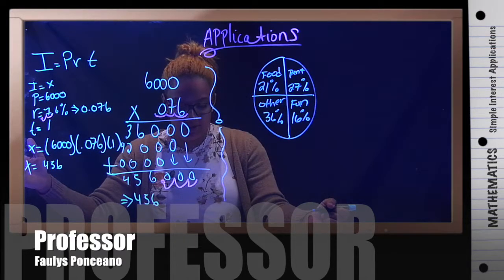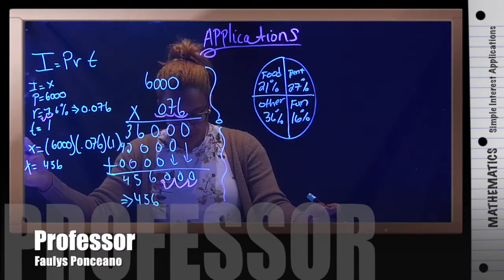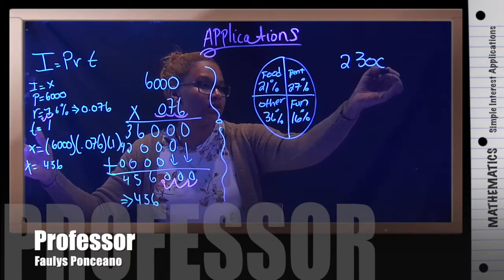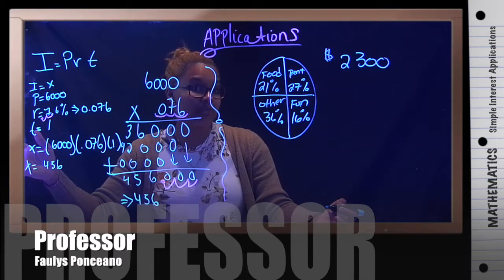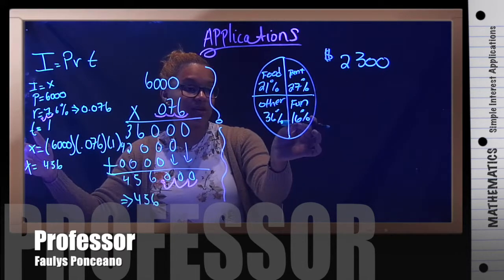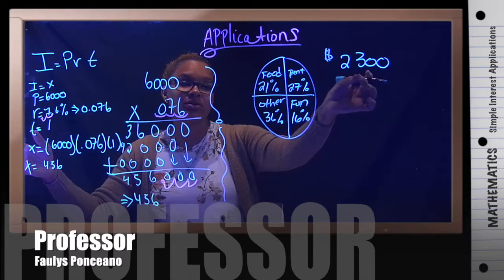The percentage she spent in each category are presented in this picture. If Alexandra spent a total of $2,300 this month, how much did she spend on fun? So this is our total amount, and this is how much she spent on fun, 16%. Well, let's find out what is 16% of 2,300.